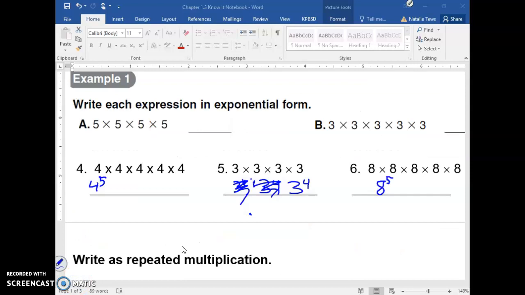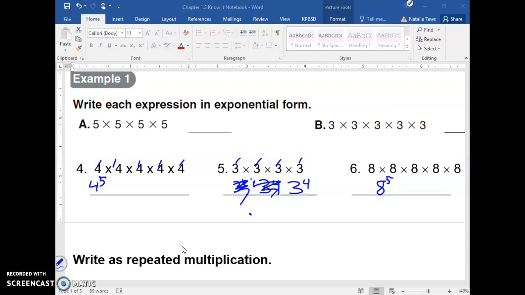Okay, so here we have some people that came up to help me. Let's check them. So I see repeated 4s, so I know that's going to be my base. And there was 1, 2, 3, 4, 5 of them, so 4 to the fifth power. Okay. And here I see repeated 3s, so I know that will be my base. So 3 is my base. And then 1, 2, 3, 4 of them, so 3 to the fourth power.